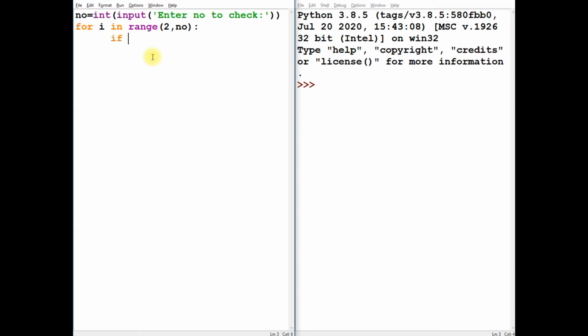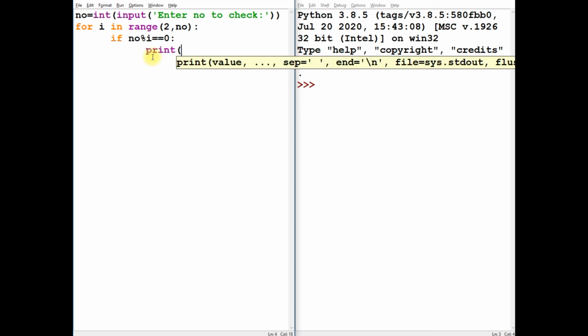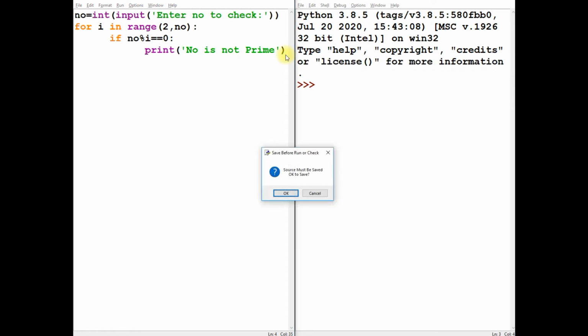Then I'll check if number percentage I equal 0, means print number is not prime. Okay, I'll run this code. Sorry, I forgot that. So I'll run this code.